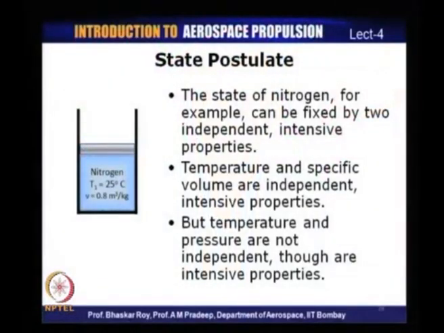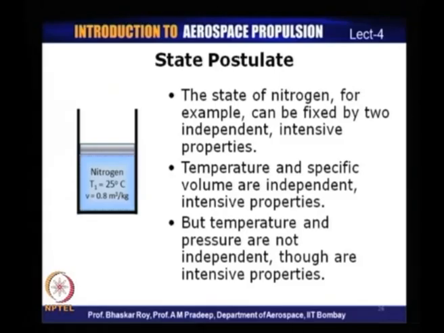Now, let us explain this point further by an example. The example shown in the slide is that of nitrogen, which is housed within a piston cylinder assembly, and we can see that the state of nitrogen, for example, can be fixed by two independent intensive properties as per the state postulate. Here we have defined the state of nitrogen by its temperature and specific volume. Both of these are independent properties and also intensive properties, which means that it is sufficient for us to define the state of nitrogen by these two properties.